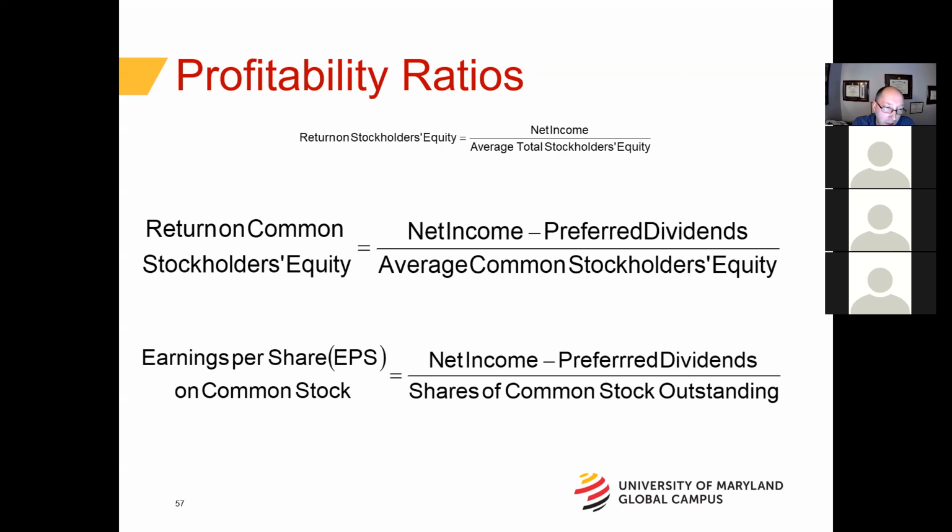And then EPS, earnings per share. This one's a good one. I like earnings per share. As an investor, I like earnings per share, right? You take your net income minus your preferred dividends divided by shares of common stock outstanding. You'll be able to find preferred dividends and shares of common stock outstanding on the balance sheet under equity.